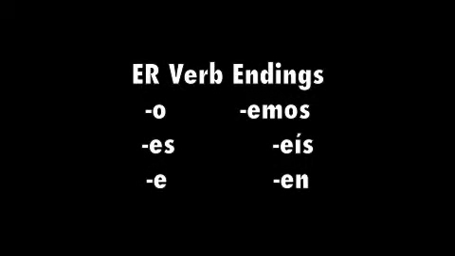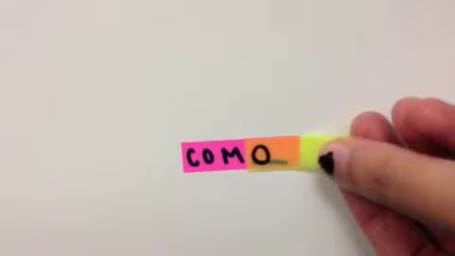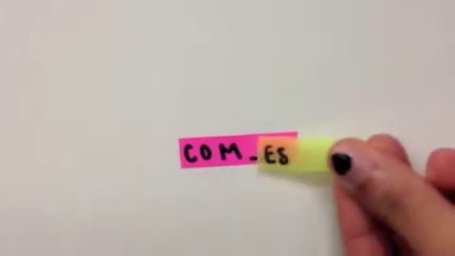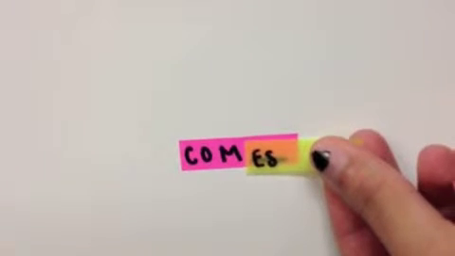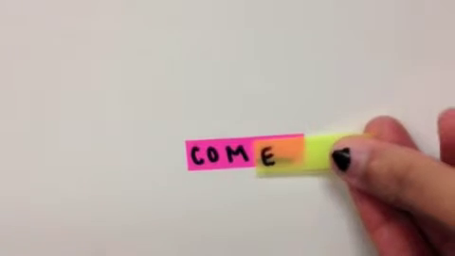The ER verb endings are o, es, e, emos, éis, and en. Comer is an example of an ER verb. For the yo form, como. For tú form, comes. Él form, come.